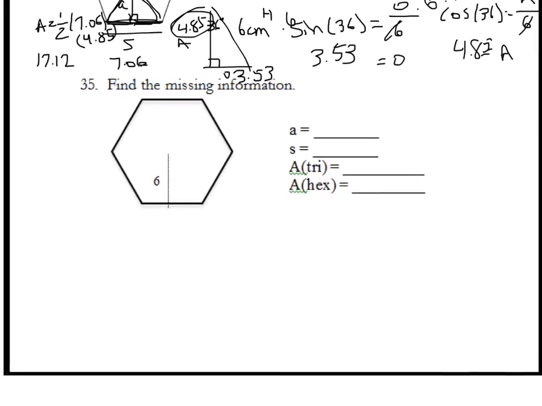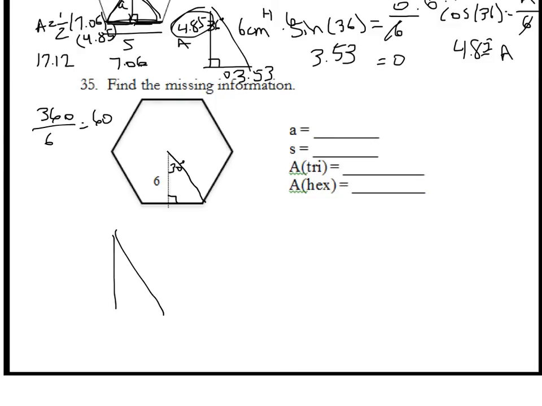Okay, last one, find the missing information. Now we're given the apothem, so I'm going to create a right triangle. I'm going to count my sides first, 1, 2, 3, 4, 5, 6. So it's a hexagon, so I'm going to calculate this missing angle, which is 60, but I only want half of it, which is 30 degrees.